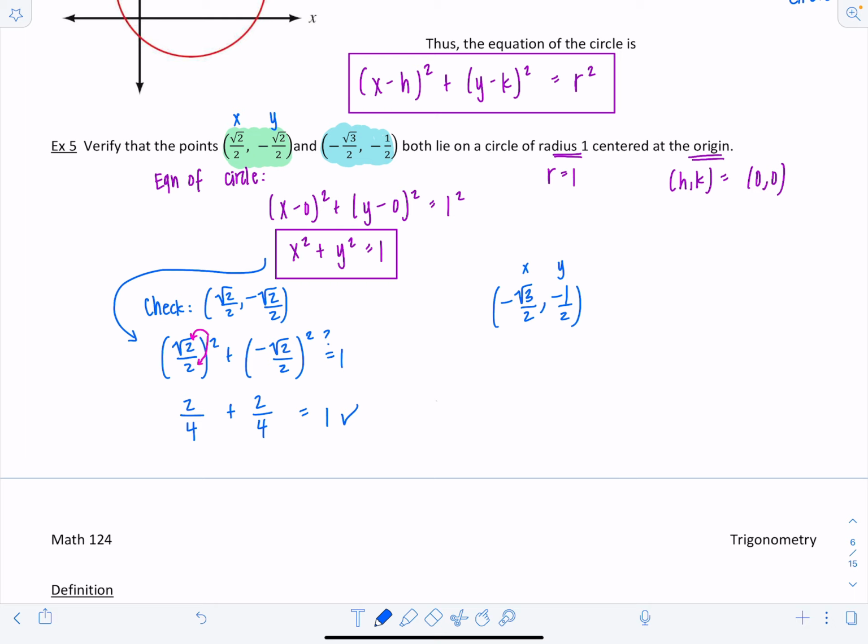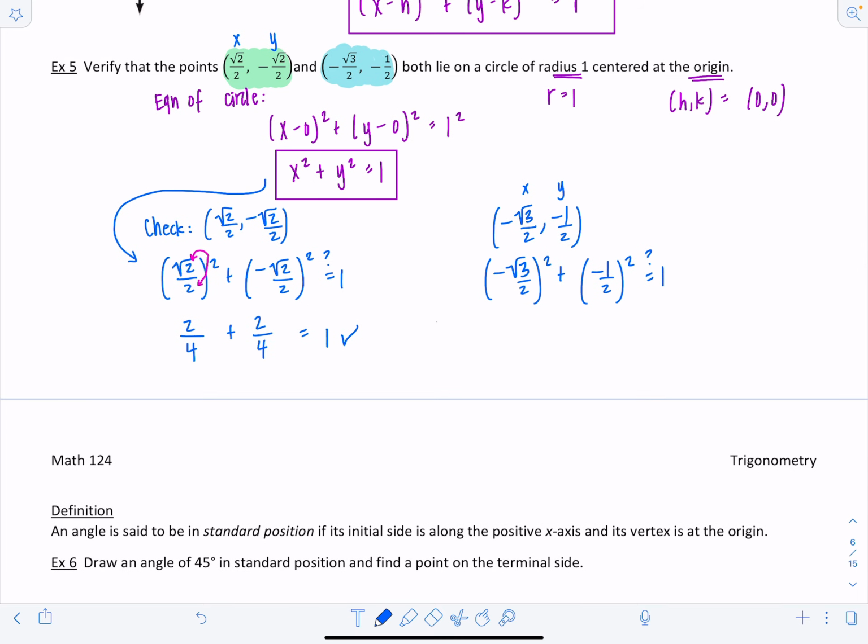Did you pause it? I hope you did. Okay, so let's see. Negative rad 3 over 2 squared plus negative 1/2 squared. Does that equal 1? So if I square negative rad 3 over 2, remember the exponent distributes. So this is positive 3 over 4 plus positive 1 over 4. Yep, that's 4 over 4, which is 1. So both points lie on the equation of the circle, as we confirmed. Good, now moving on.